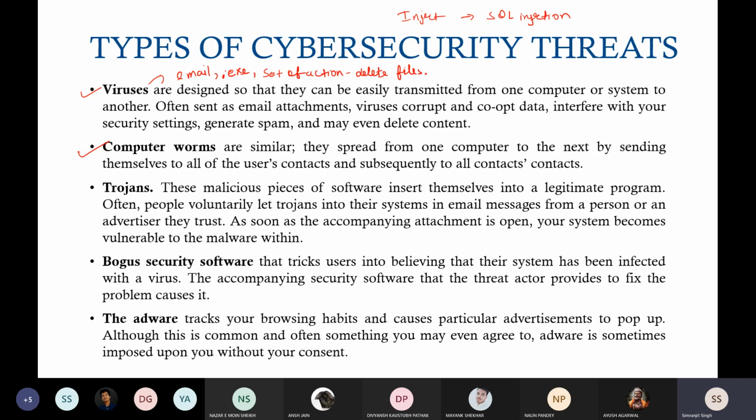So this is the main point: viruses cannot be operated remotely. Keep that in mind. They are not remote. They cannot be operated remotely. A virus cannot install any software so that you can get into the system remotely. Okay, so this is the main thing.